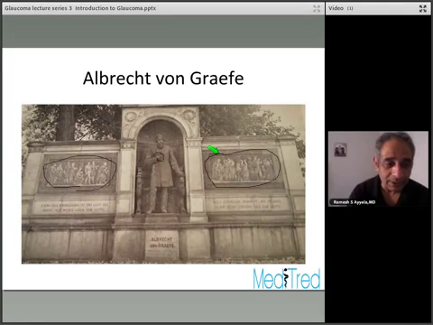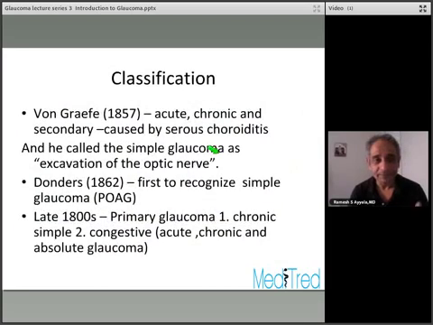So next time you guys go to Berlin, look up this statue of Von Graefe in Charité Hospital. The reason why I showed you this picture of Von Graefe before I went into classification is because Von Graefe was the first guy in 1857 to describe a classification of glaucoma as acute, chronic, and secondary. And at that point in time, he still thought it's caused by serous choroiditis.